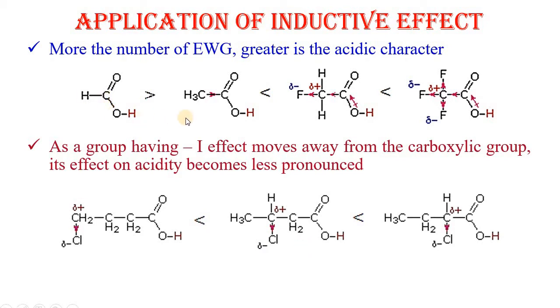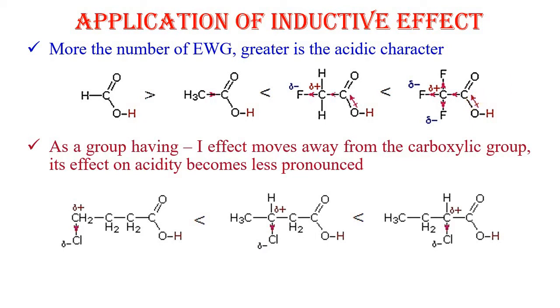In case of formic acid and acetic acid, acetic acid has electron releasing CH3 group, which decreases the stability of carboxylate anion by intensifying the negative charge on oxygen atom. Therefore, acetic acid is a weaker acid than formic acid. But fluoroacetic acid and trifluoroacetic acid are stronger acids than formic acid and acetic acid, because in fluoroacetic and trifluoroacetic acid fluorine has -I effect.